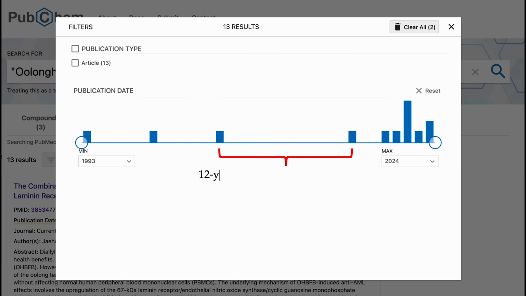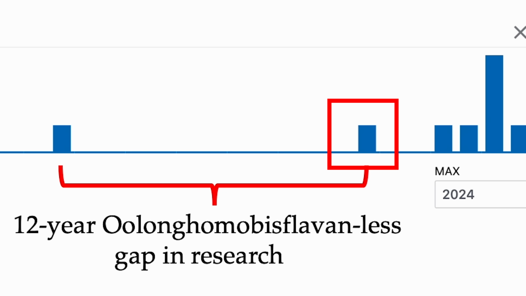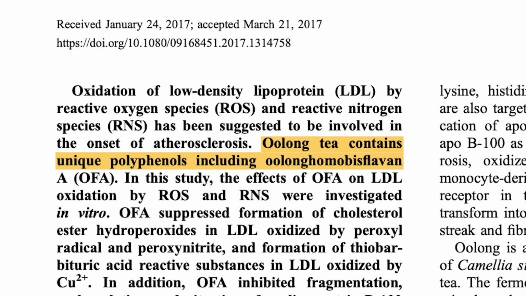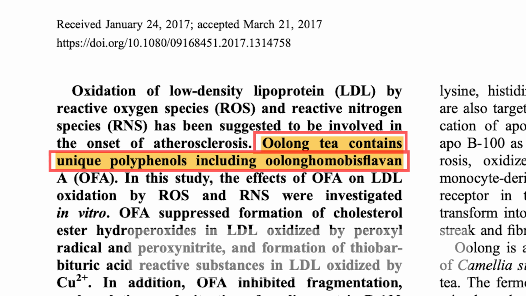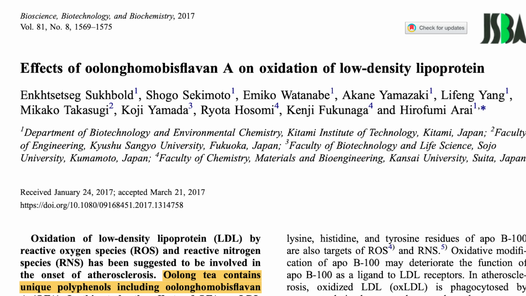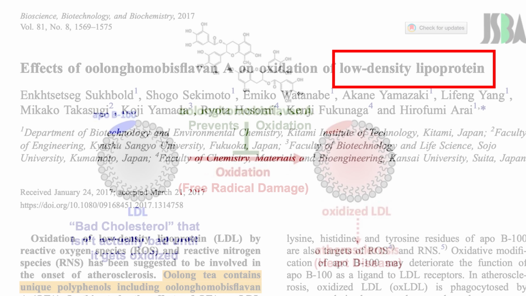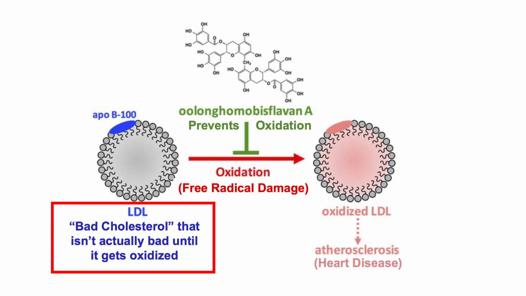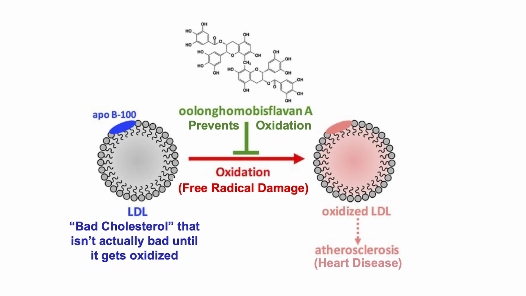Now, the world allows over a decade to pass without a single new oolonghomobisflavin experiment to be published, which is a tragedy for mankind. But in 2017, a study reignites interest in this oolong tea polyphenol. This time, the focus was on cardiovascular health. Researchers found that oolonghomobisflavins protect LDL, that's the quote-unquote bad cholesterol particles, from oxidation. Because in reality, prior to getting oxidized, these LDL molecules don't actually cause any harm.